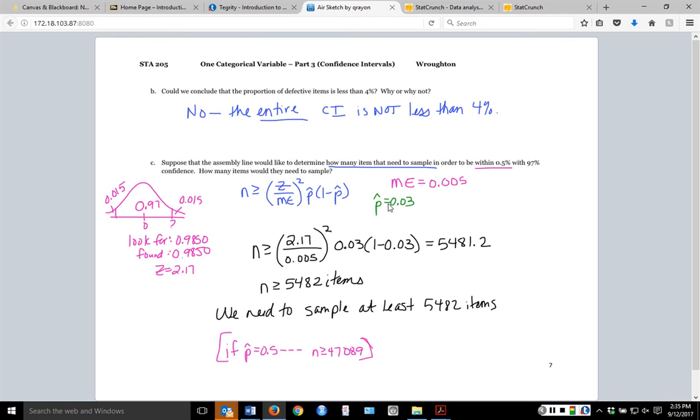So as you can see, if you have a p hat to use, that you have an idea of what that is, it can have a huge impact. So a little over 5,400 items compared to 47,000 items. Right, that's more than 8 times more than what we have up here. So just by knowing that we don't have a ton of defectives, that helped us reduce our sample size immensely.